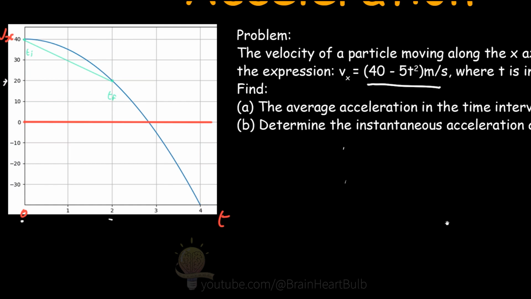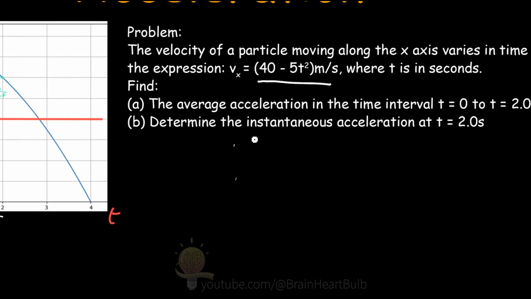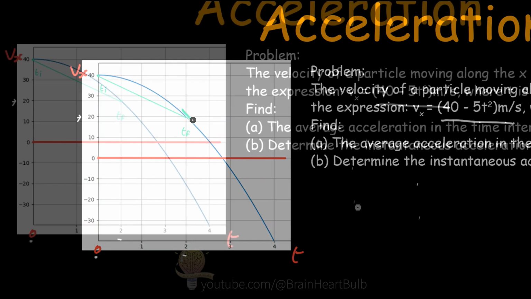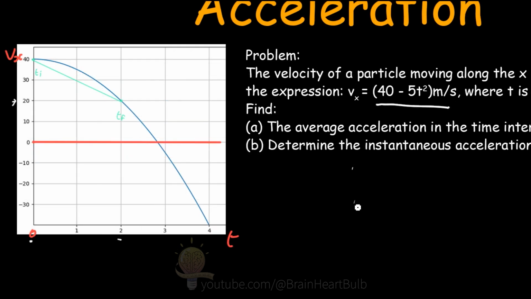So what about part B? It says determine the instantaneous acceleration at time equals 2 seconds. So what it's asking us is, what is the acceleration of this particle at this point here? So we can use differentiation to work this out.